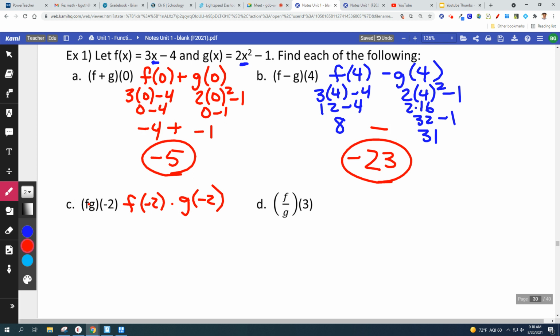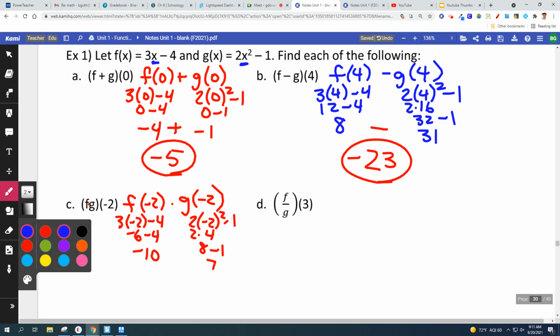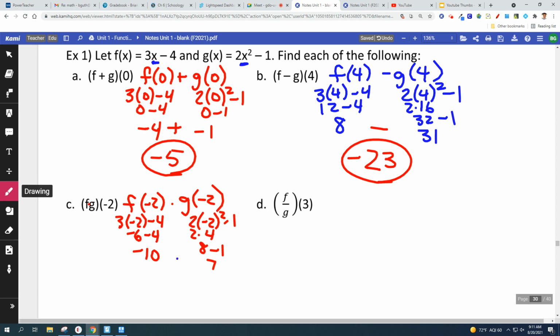So f of negative 2, I've got 3 times negative 2 minus 4. Negative 6 minus 4 is negative 10. And g of negative 2, 2 times negative 2 squared minus 1. That's 4 times 2 is 8, minus 1 is 7. Multiplying those two things, negative 10 times 7, negative 70.